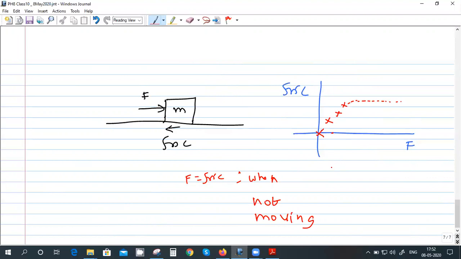Until this point, F will be equal to the friction force, and there will be no motion. But after that point, F minus friction force will be greater than 0. So there is a net force which will start the motion. And once it starts moving, the friction force will not keep going up like this. It will just reduce a little bit.